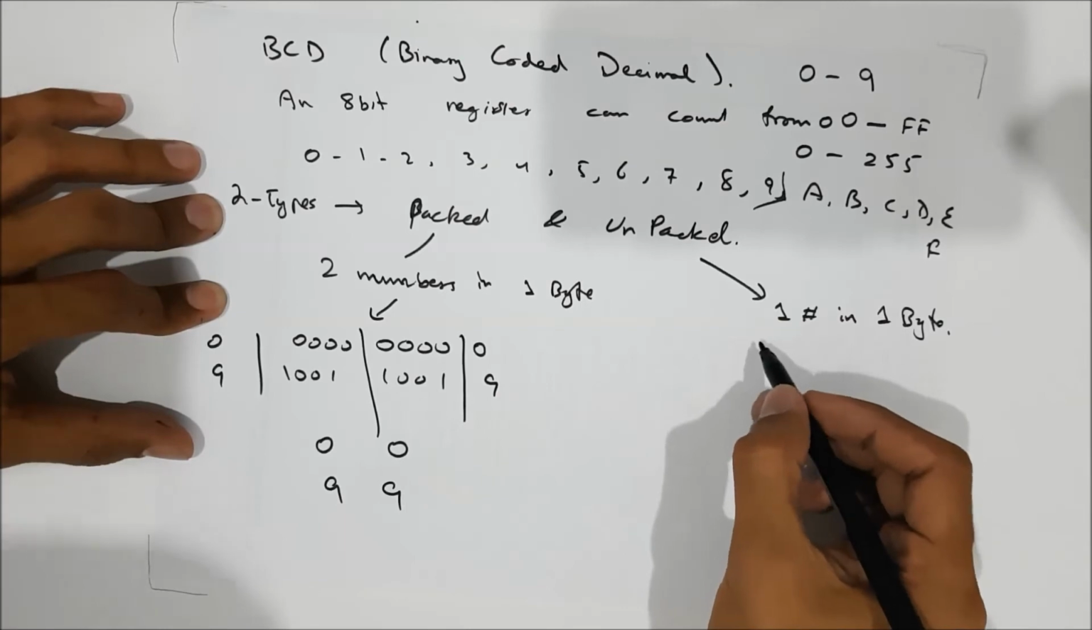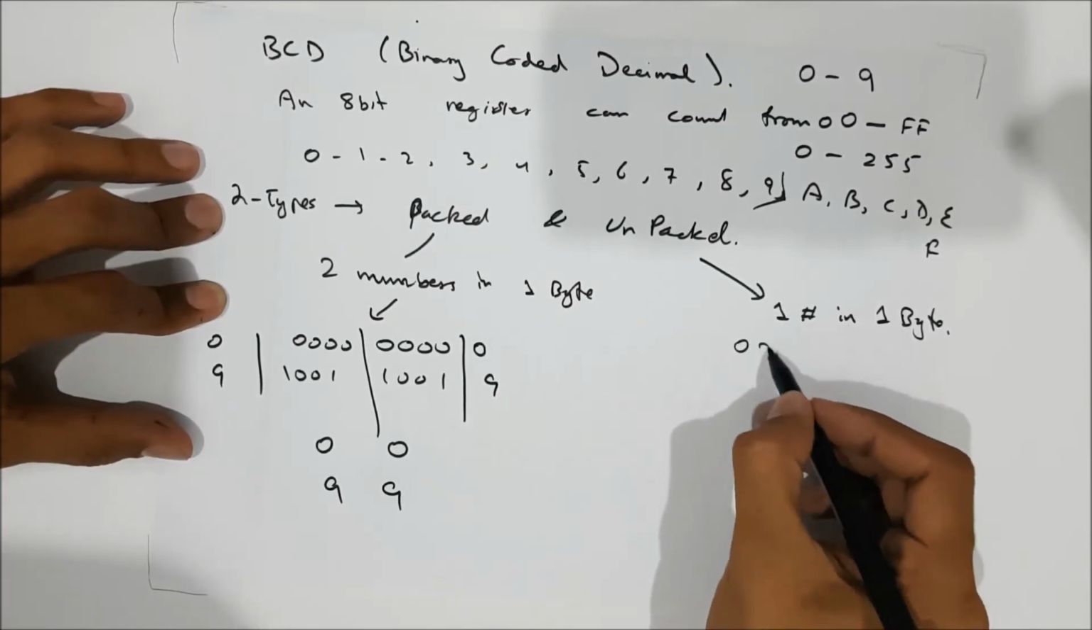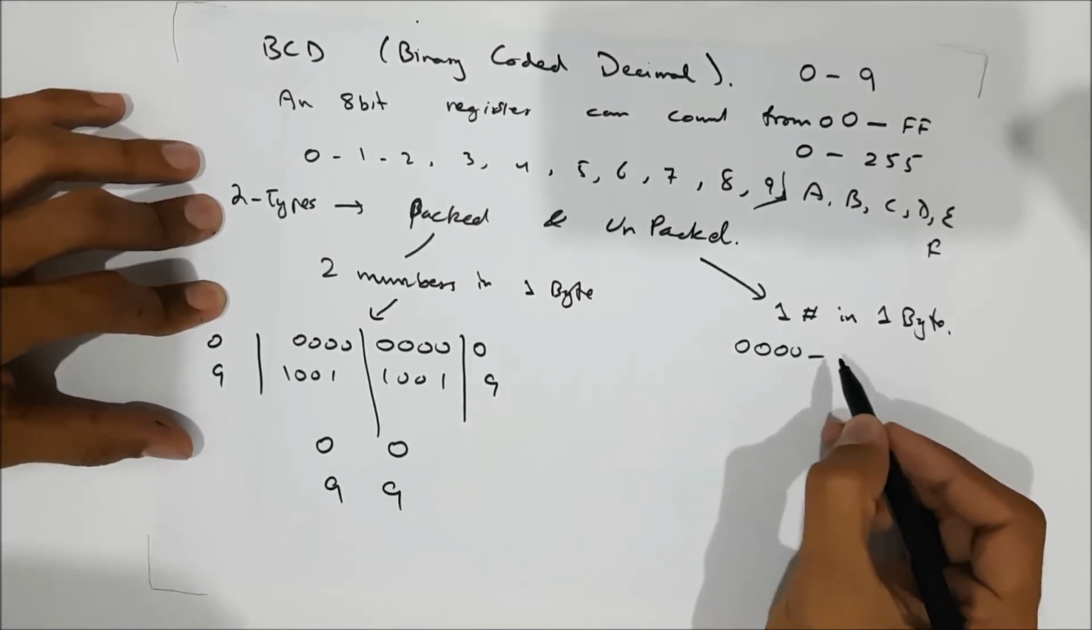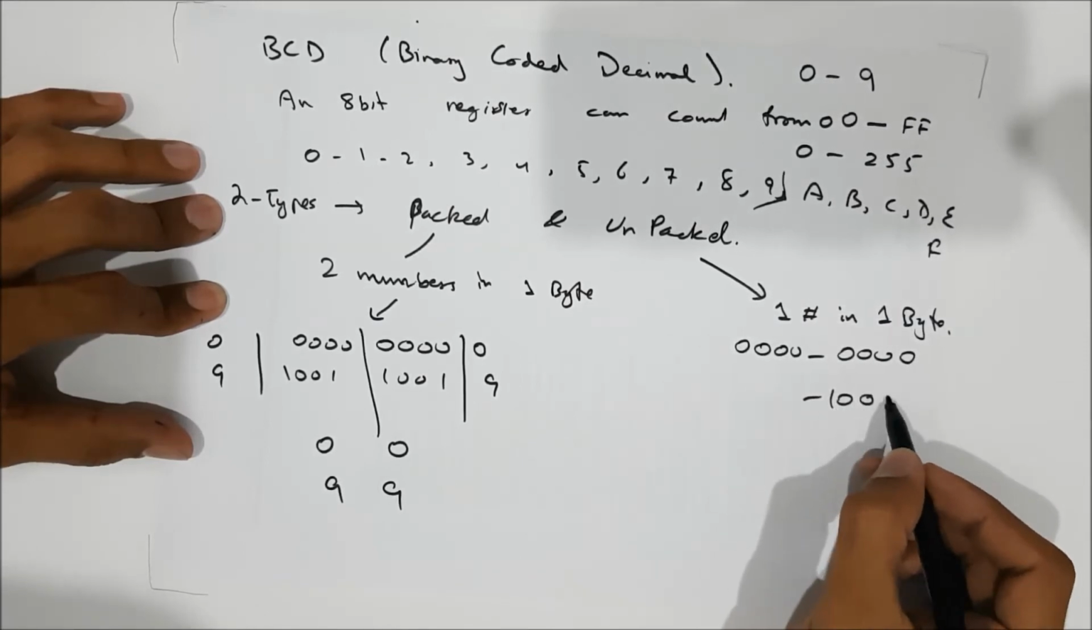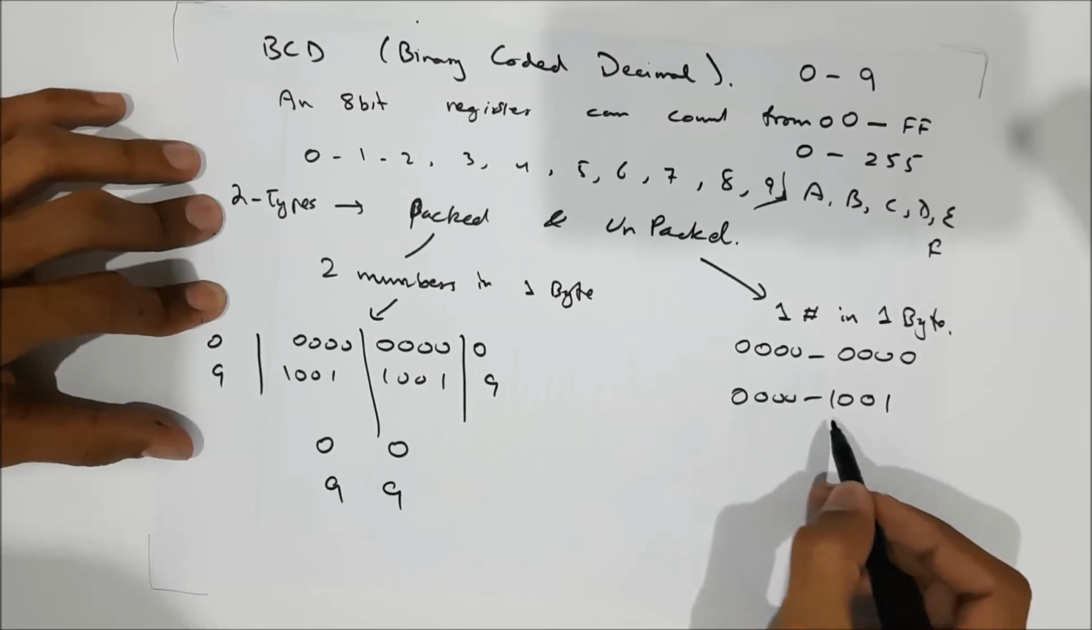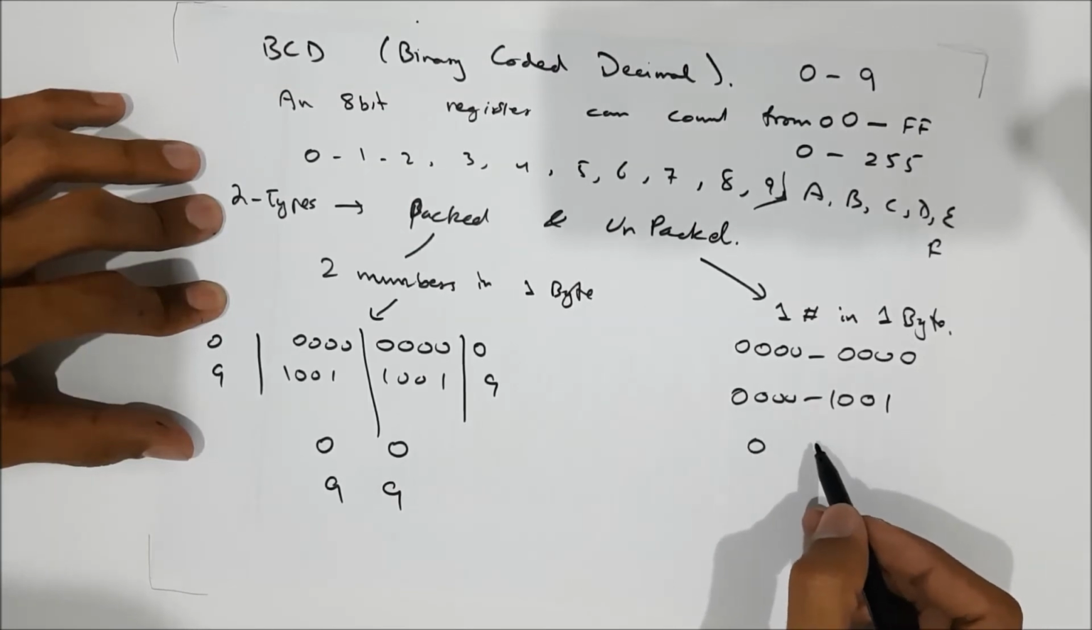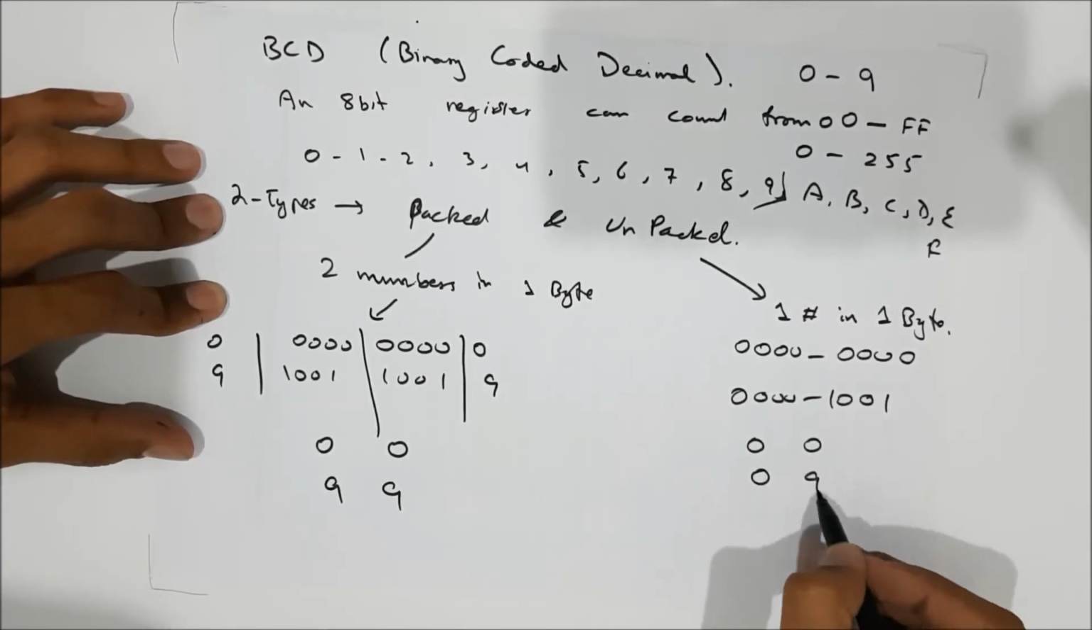On the other hand, in unpacked BCD numbers, the upper nibble is always 0 and the lower nibble ranges from 0000 to 1001, that is 9. So this will range from 00 to 09.